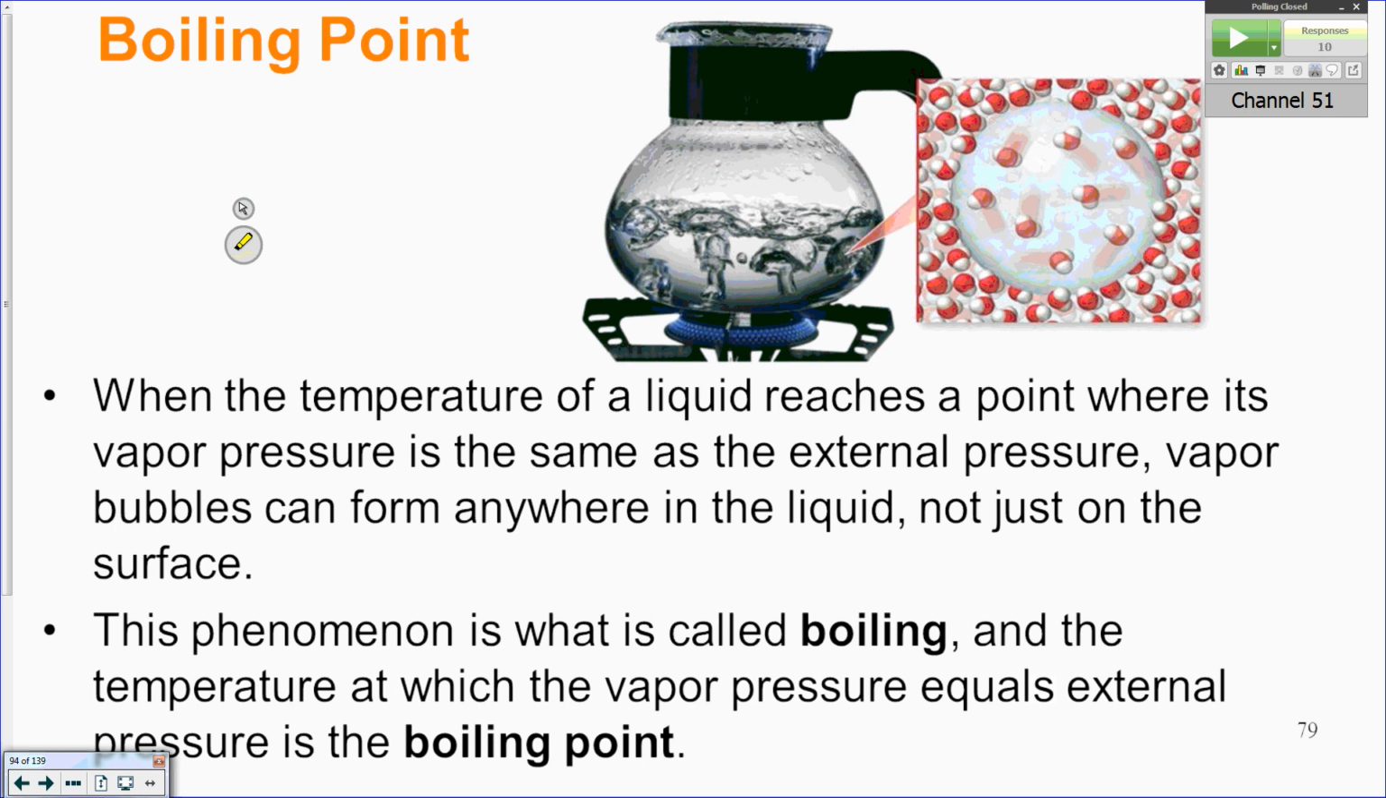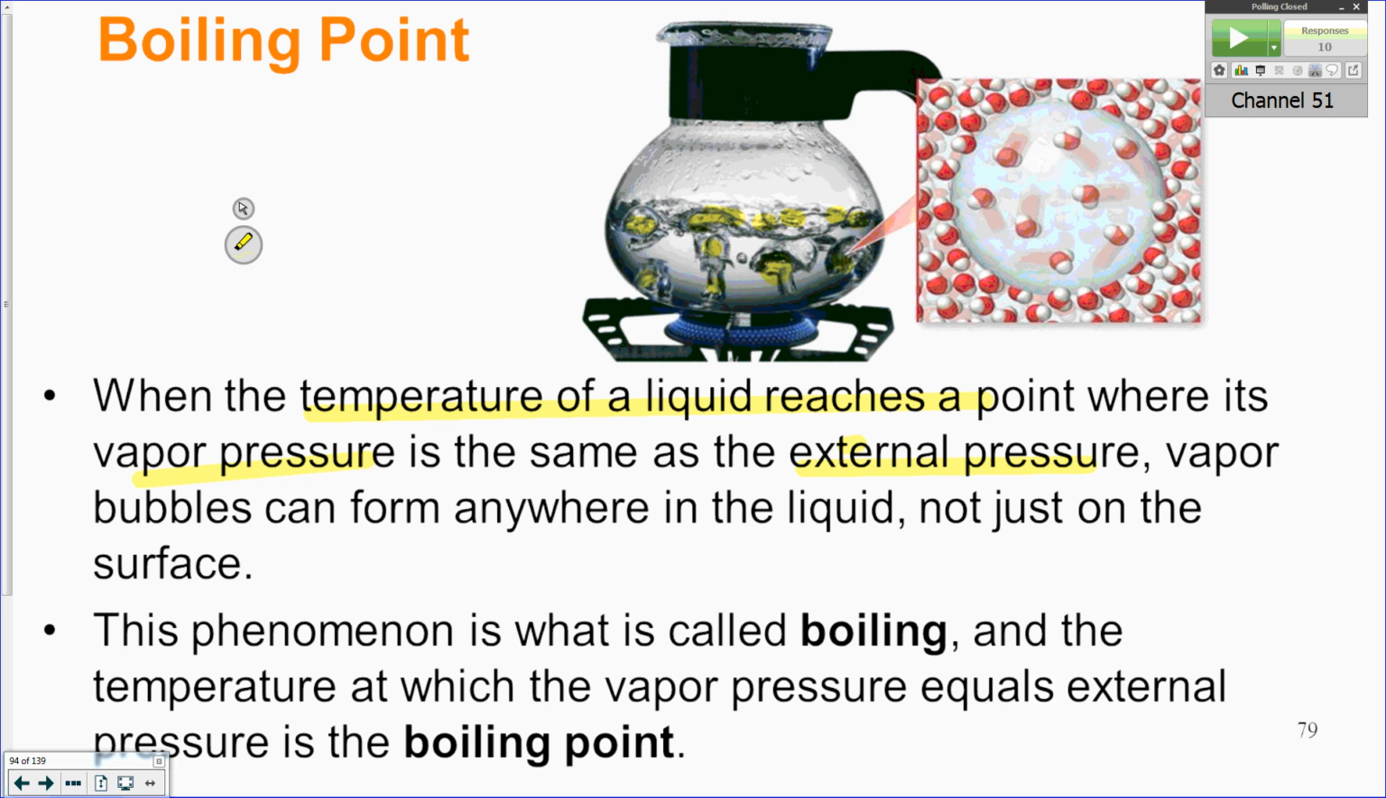So when we talk about something that's boiling, whenever the temperature reaches a point where the vapor pressure is the same as the external pressure, that is where it's going to become a boiling liquid. So what that means is that the vapor molecules cannot just form on the surface, but they can form anywhere spontaneously inside the liquid. If you look when you boil water, it doesn't just happen at the surface. The bubbles form anywhere inside of the liquid, not just on the surface.